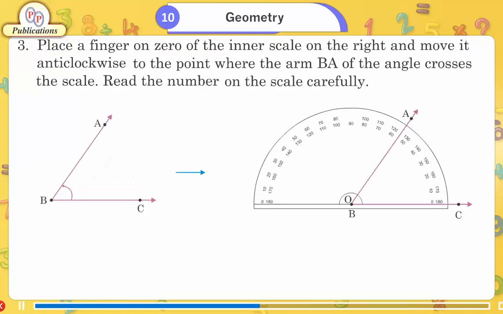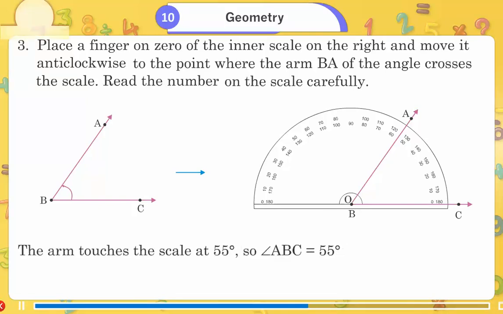3. Place a finger on 0 of the inner scale on the right and move it anti-clockwise to the point where the arm BA of the angle crosses the scale. Read the number on the scale carefully. The arm touches the scale at 55 degree. So, angle ABC is equal to 55 degree.